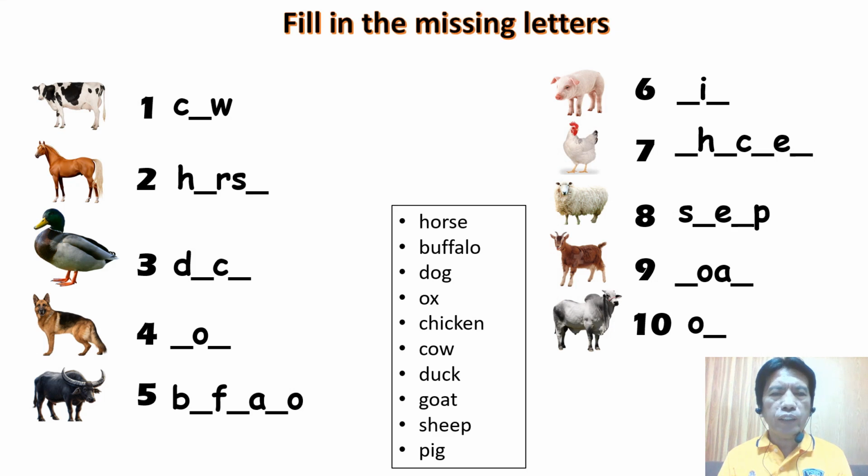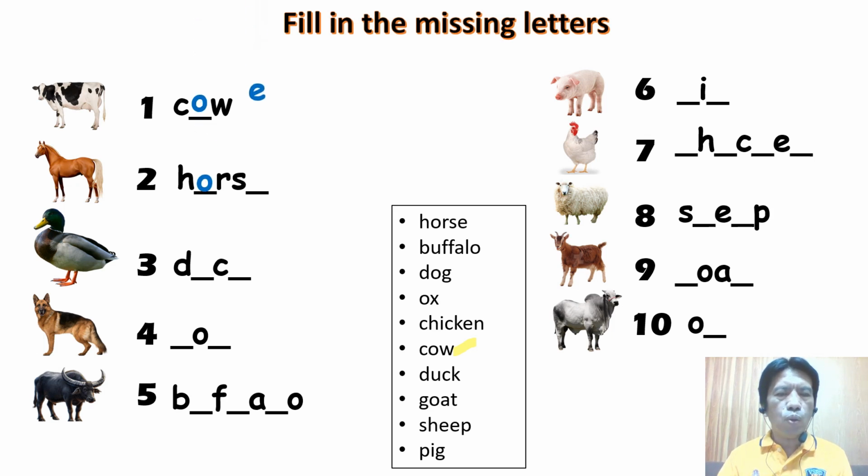Let us answer your activity last week. Fill in the missing letters. Number one, what is the missing letter here? O. C-O-W. Cow. Okay, this is cow. Finish. Next, number two, horse.